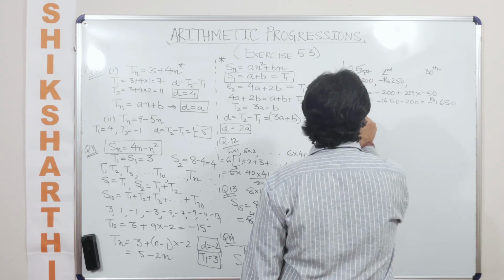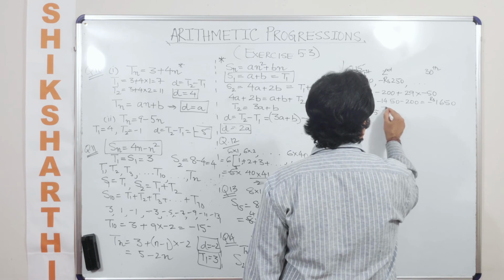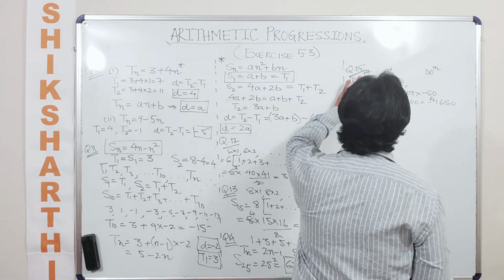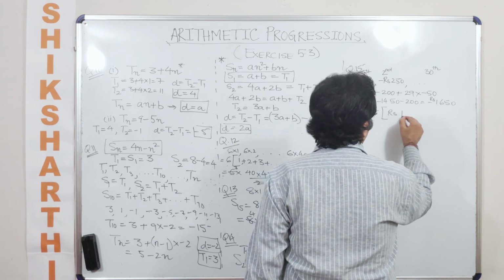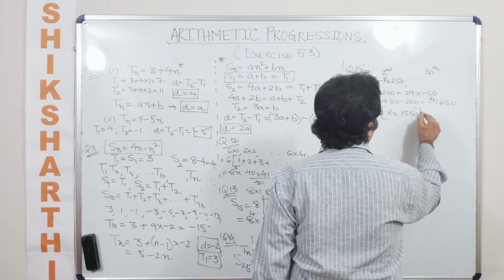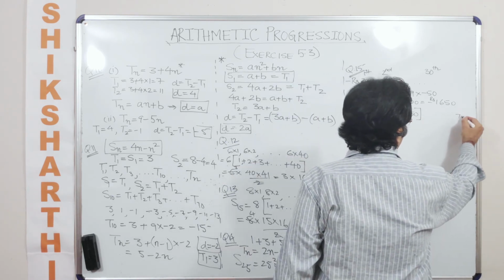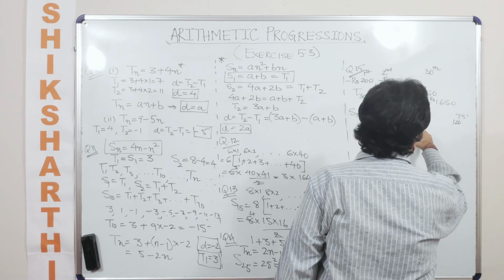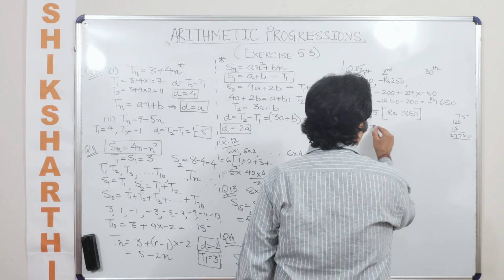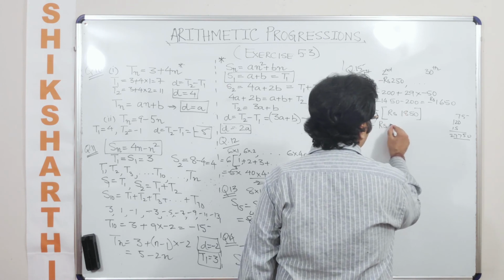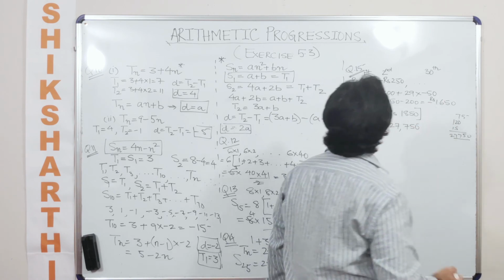Now we are supposed to find out the sum for all these 30 terms. Which will be nothing but 30 by 2, which is 15. And then the first term and the last term we can add. So when we add the first term and the last term, we get this. Now when we multiply this, let's see how much we get. So we are getting the sum as rupees 27,750.